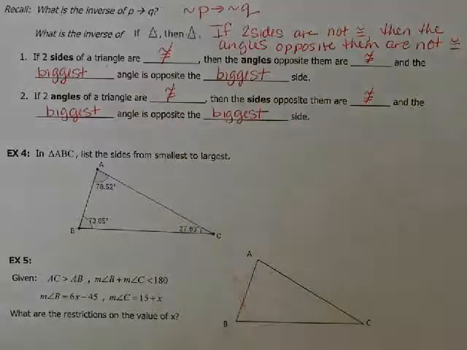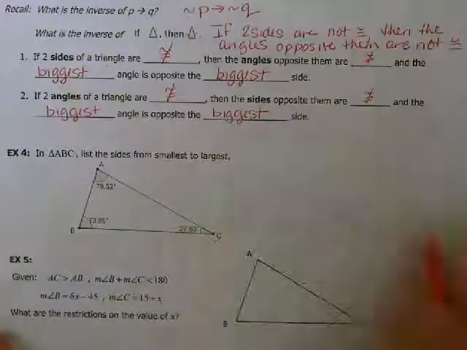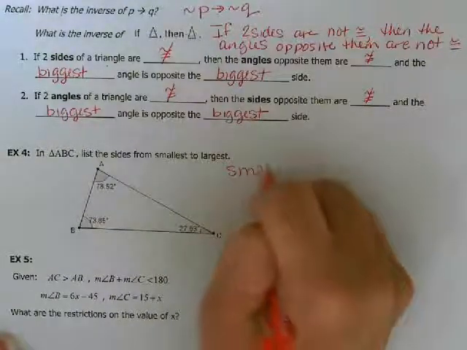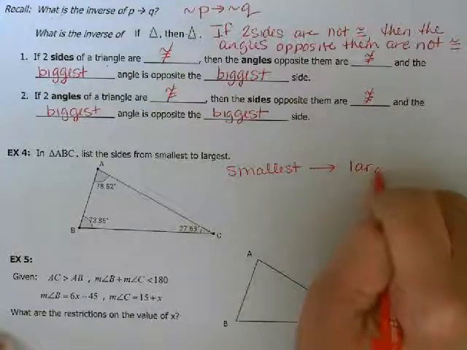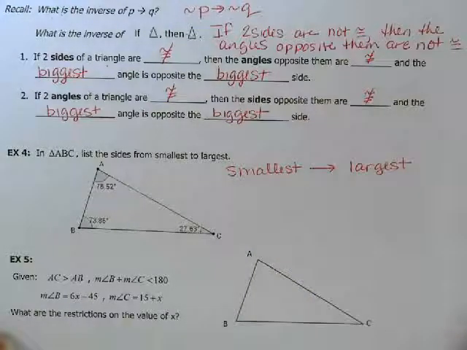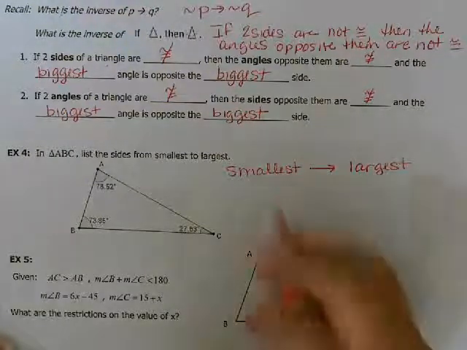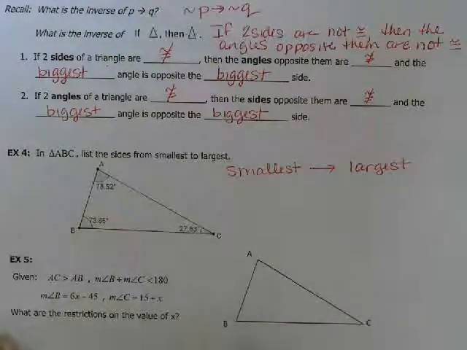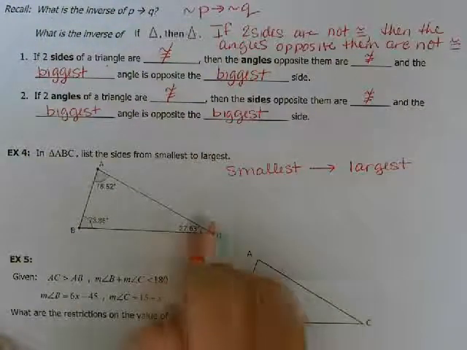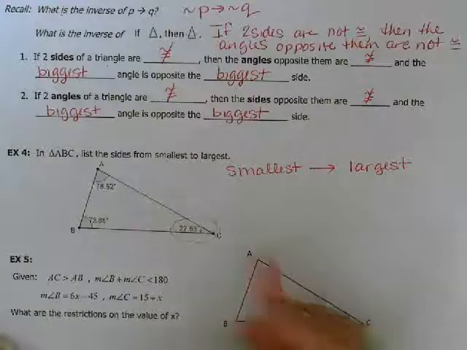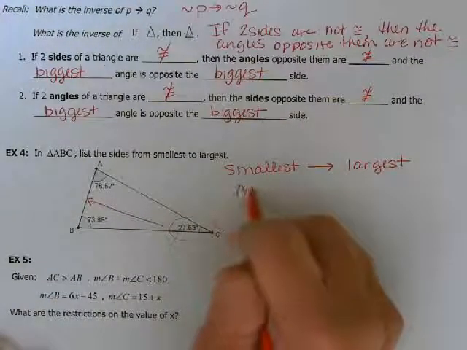So now we're going to look at example 4. We want to list the sides in order from smallest to largest. So take a second to try to do that. The smallest side is going to be opposite the smallest angle. So the smallest angle is 27.63. So the side opposite that is AB.